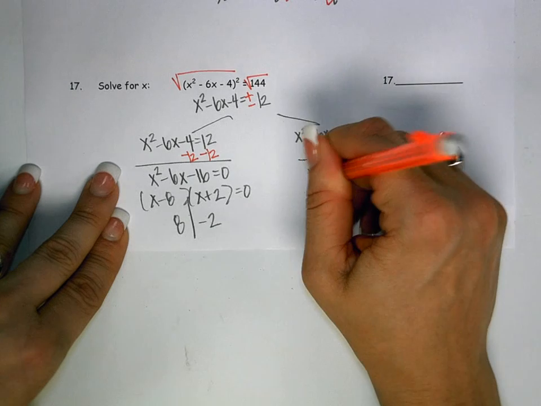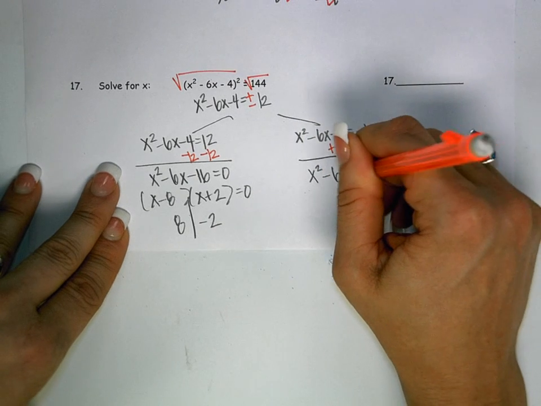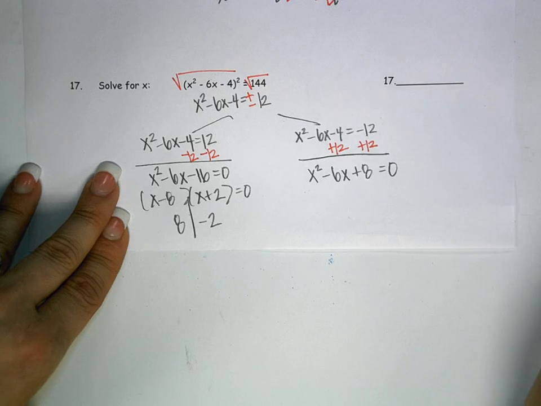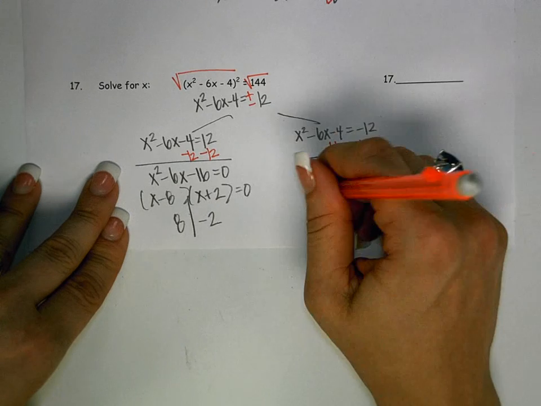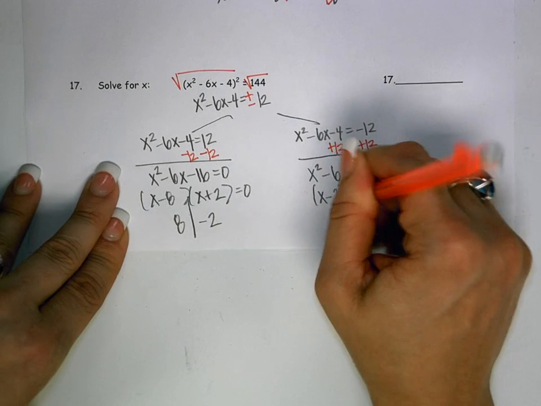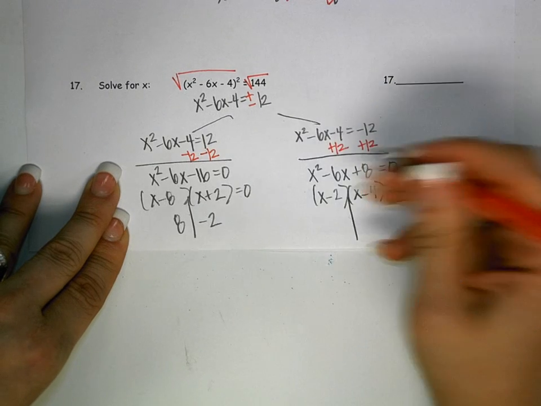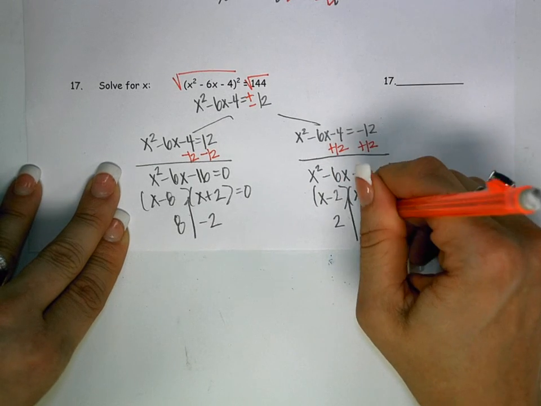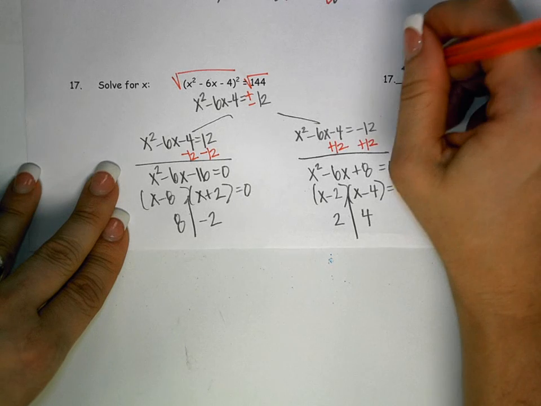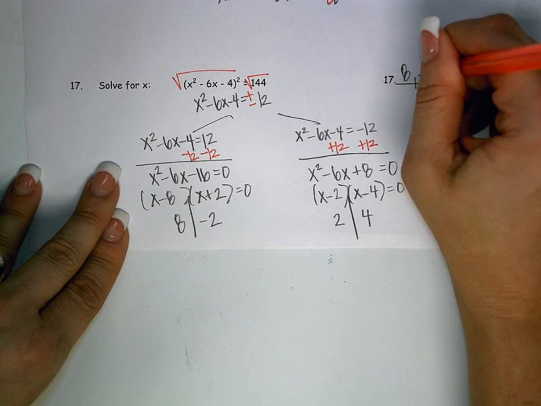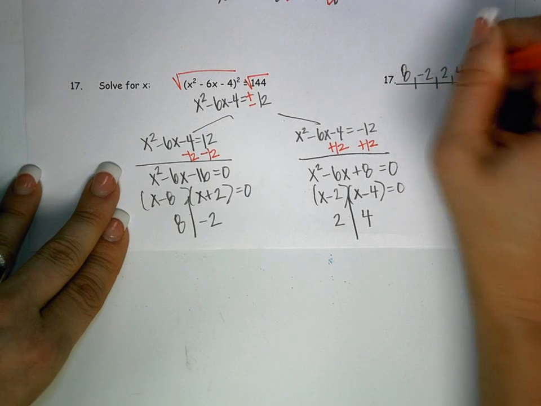That leaves you with x squared minus 6x plus 8 equals 0. That is also factorable. So x minus 2 times x minus 4 equals 0. Break those apart. Positive 2, positive 4. It does not matter which order you write these in. It doesn't have to be in any particular order.